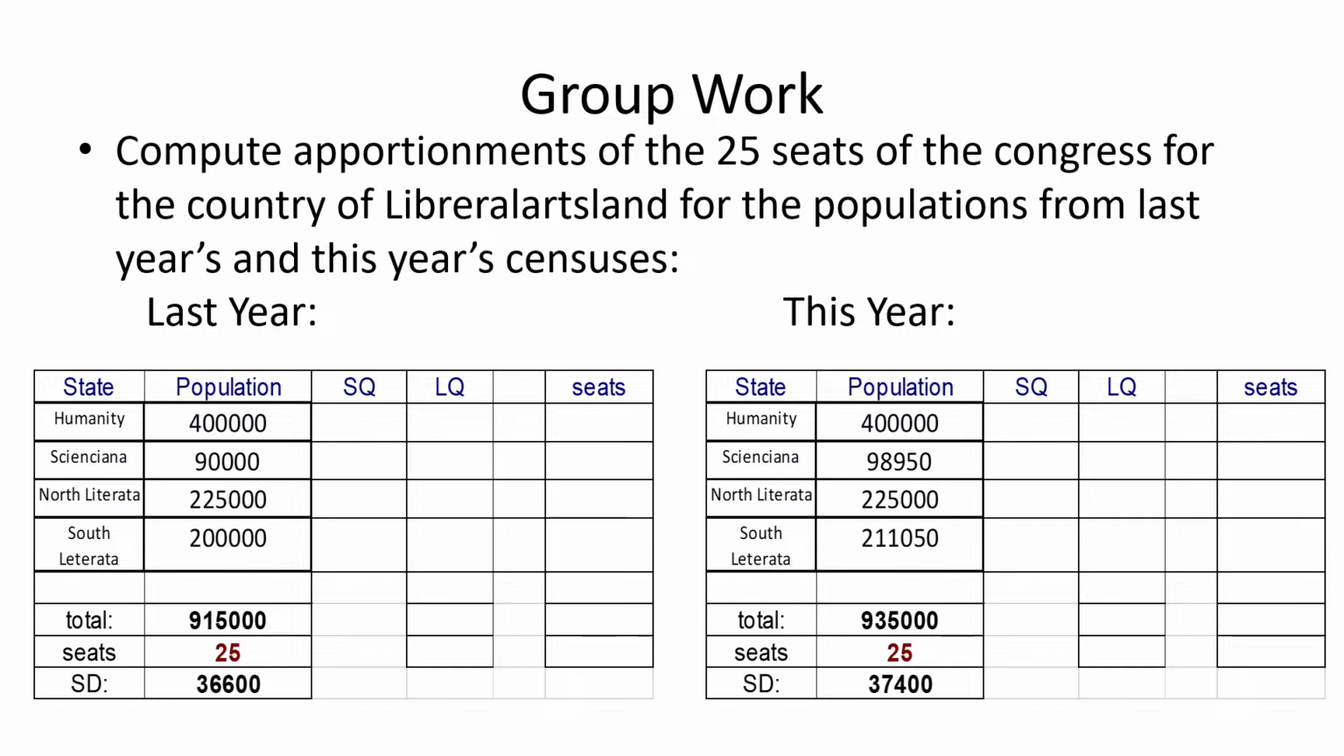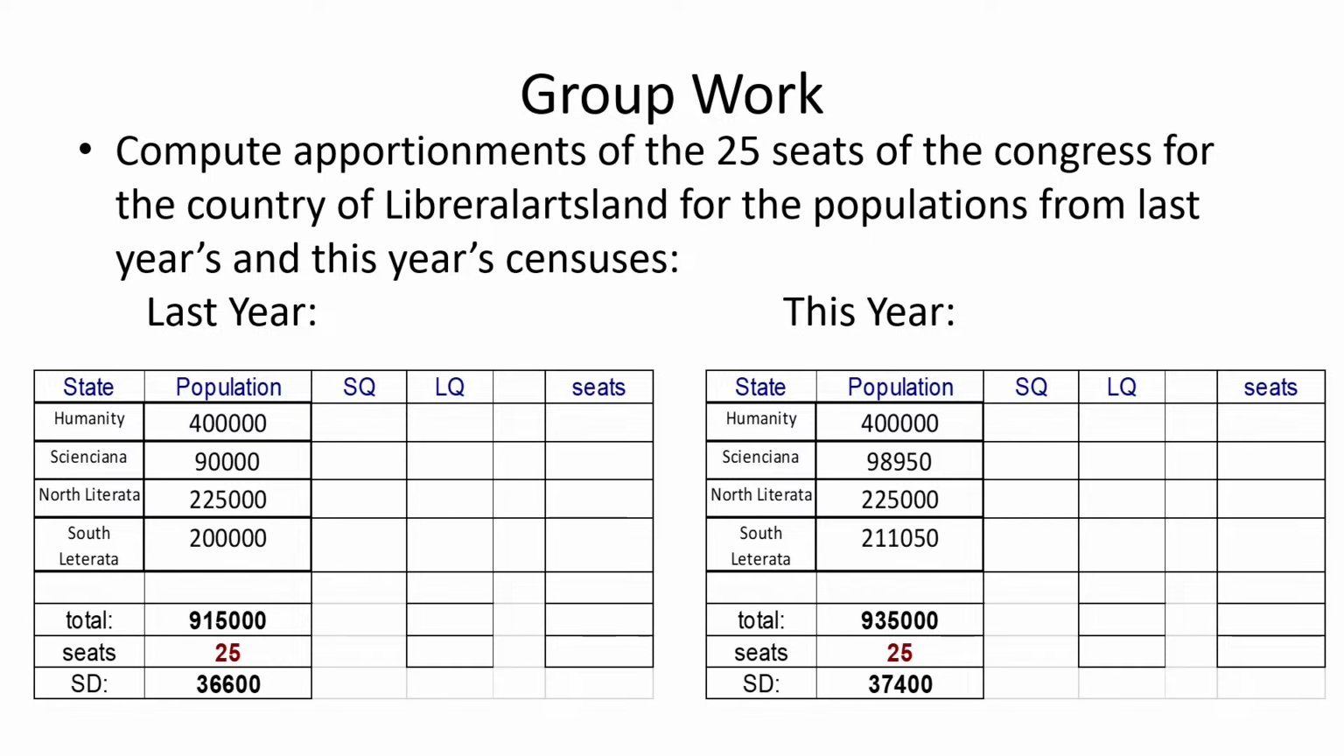Looks like some of you are done, or maybe you're all done. Let's see how we did with this. I've got this up here. So the idea, hopefully you noticed, is that you have this country, the United States of Liberal Arts, and I guess I misspelled Literata here, but you have these four states: Humanities, Scienceana, North Literata, and South Literata, and you have the populations there.